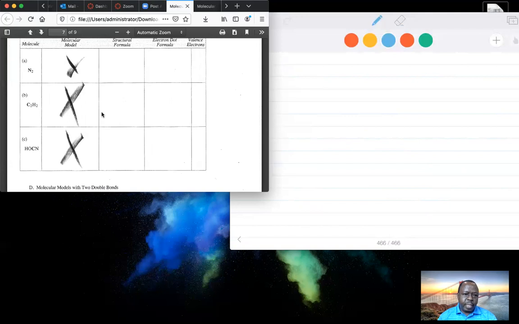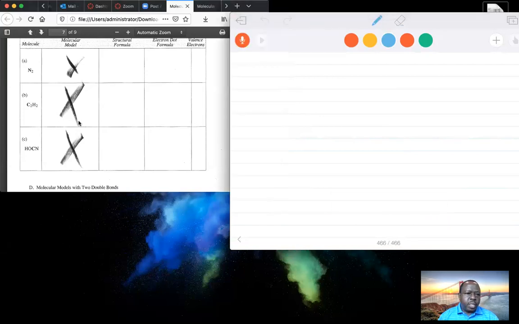Please let me know which example you want me to use to show you how to build a molecule and draw the electron dot formula with the triple bond. Which example among A, B, C? Somebody say B, thank you. So this is how you start, with B here.